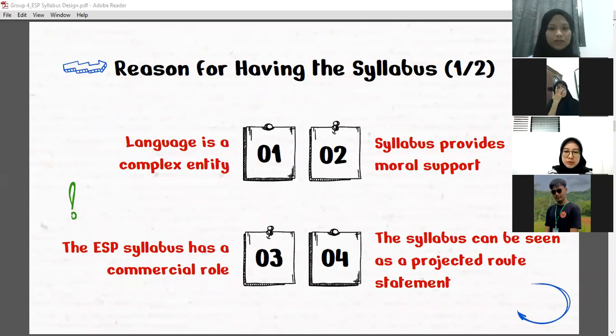And then the fourth is the syllabus can be seen as a projected road statement. So let us return to the analogy that learning is a journey. From this, the syllabus can be seen as a projected road statement so that teachers and students or learners not only have an idea of where they are going, but also how they can get there. And next slide, please.